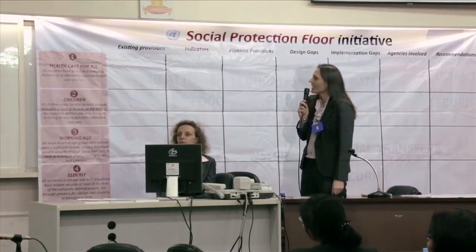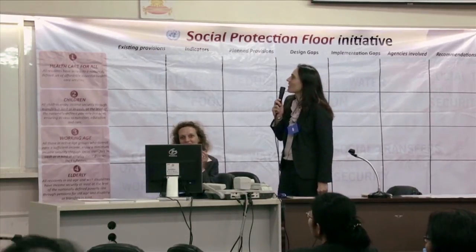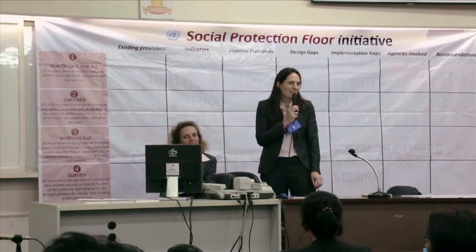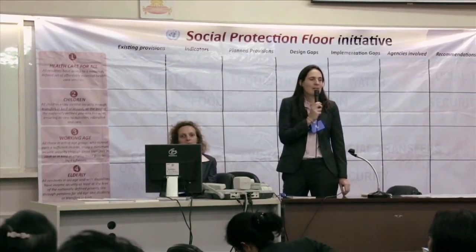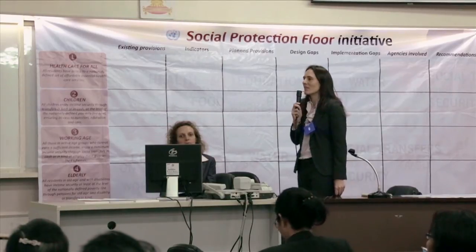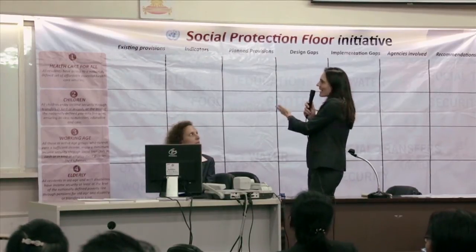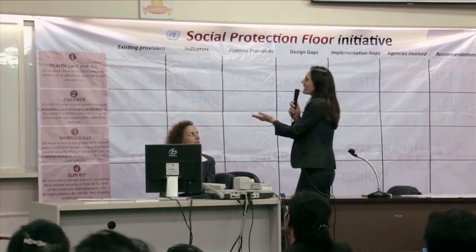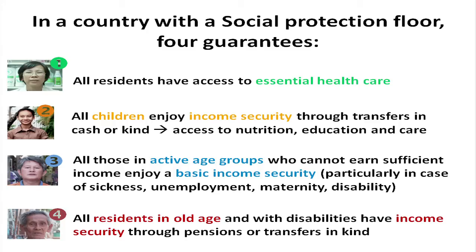The social protection floor comprises 4 guarantees, as we already explained this morning, and Maurizio Bussi also introduced in his opening remarks, because it's behind us and it will lead the workshop of the week. The 4 guarantees are: the first one, all residents have access to essential health care. This is guarantee number 1. The second one is all children enjoy income security. Doesn't mean that children go to work. It means that you have social transfers for them to access nutrition, health care, education.